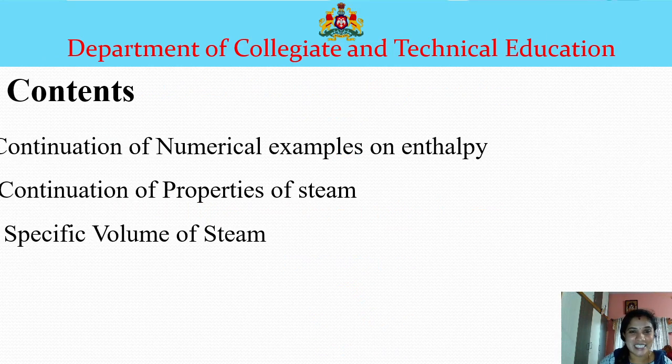So, these are the contents that will be covered in this particular session. That is, we're going to continue the numerical examples on enthalpy and then let us try to understand the other properties of steam.